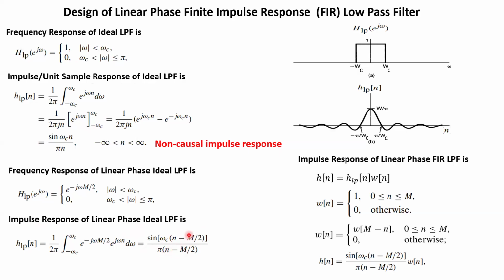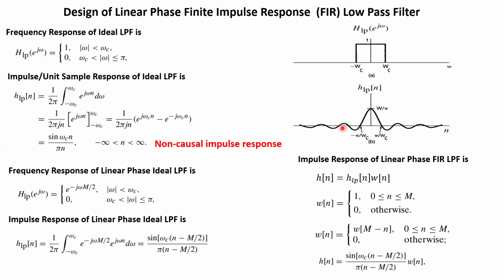If you plot this, it is again going to be a similar kind of impulse response, but it will be shifted by M by 2 samples towards the right hand side, because it is providing the sample delay of M by 2 samples. Again, it is an infinite impulse response because it extends from minus infinity to plus infinity. So now we have to make it a finite impulse response by truncating the negative part.